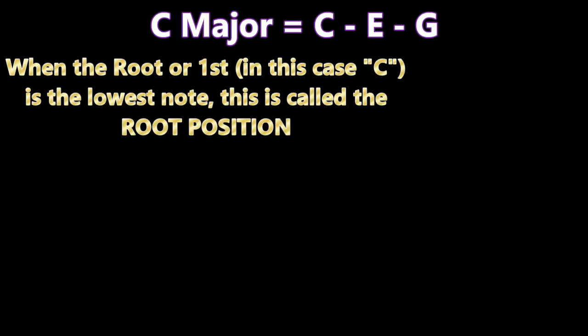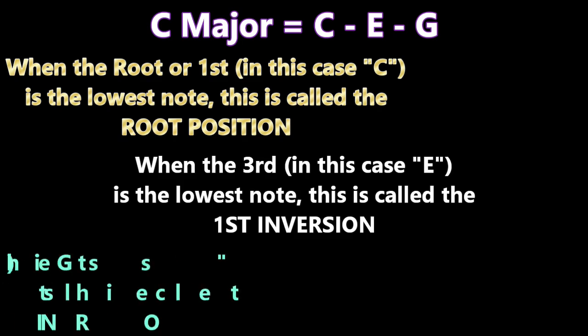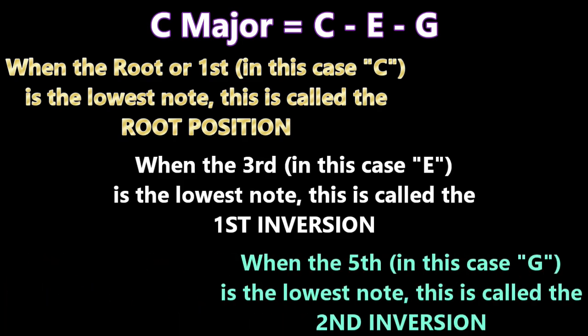However, you can change the position of these notes in a chord, and this is called an inversion. If we find a C major triad where the third or the note E is the lowest note, this is called a first inversion. And if we find a C major triad where the fifth or the G is the lowest note, this is called a second inversion.